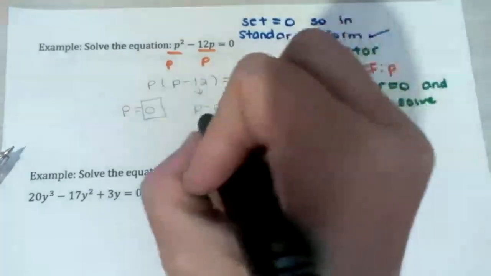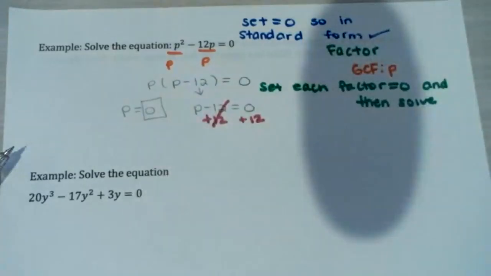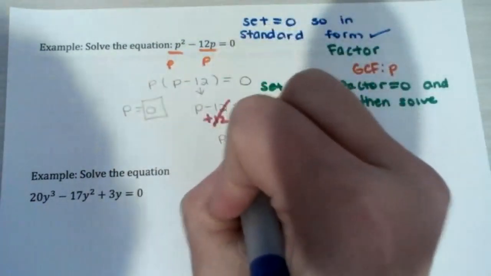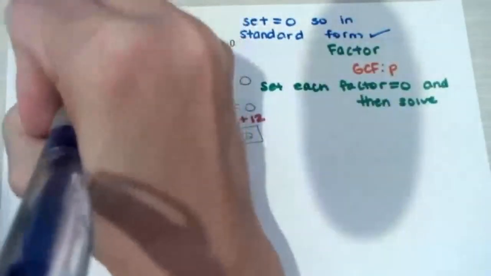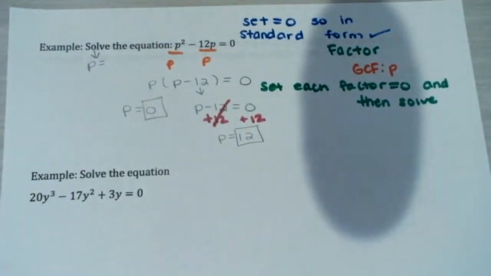P minus 12 equals 0. We can add 12 to both sides, so that way our 12s cancel out, and we're left with p equals 12 as our other answer. So the question asked us to find p equals, and we did it. We found p equals 0 and p equals 12. So those are our two answers, 0 and 12.